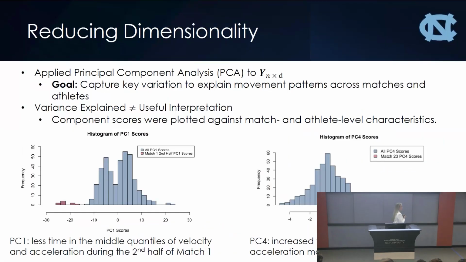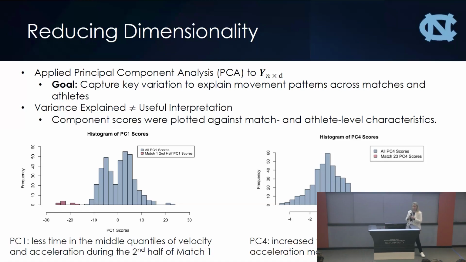All right, so next we looked at reducing dimensionality. So we looked at applying principal component analysis to capture the key variation to explain our movement patterns at the match level and athlete level characteristics. So 90% of our variance in our data set was actually explained by only 7 principal components. And each of these principal components were then plotted against match and athlete level characteristics to understand how these impacted. There's not always useful interpretation with each of the variance explained, but we did see that 2 really pulled out certain match situations.